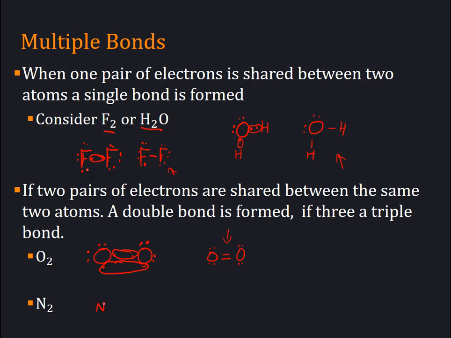Nitrogen will form a triple bond. Nitrogen has 5 valence electrons. So if there's another nitrogen atom hanging out here, it's also going to have 5 valence electrons, and that leaves us 1, 2, 3 open spots on each one. And so these two can share, these two can share, and these two can share. And what we end up with is two nitrogen atoms with 3 pairs of shared electrons between them. They each will obey the octet rule. This is a triple bond. So we get a double bond with 2 pairs of shared electrons, and we get a triple bond with 3 pairs of shared electrons.